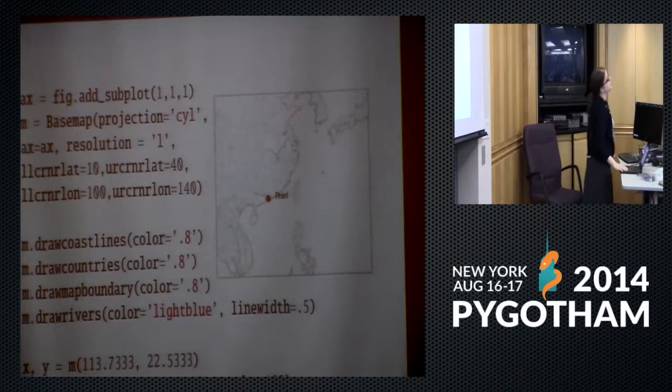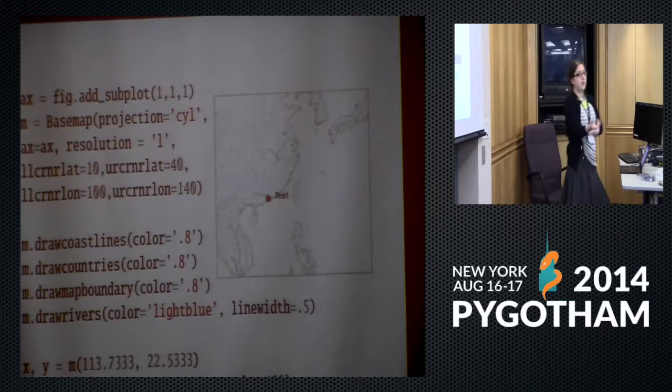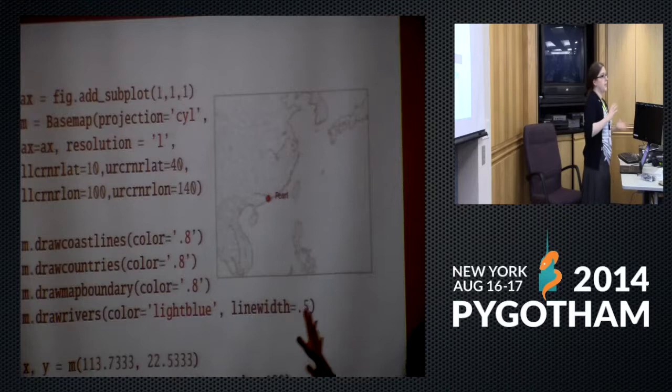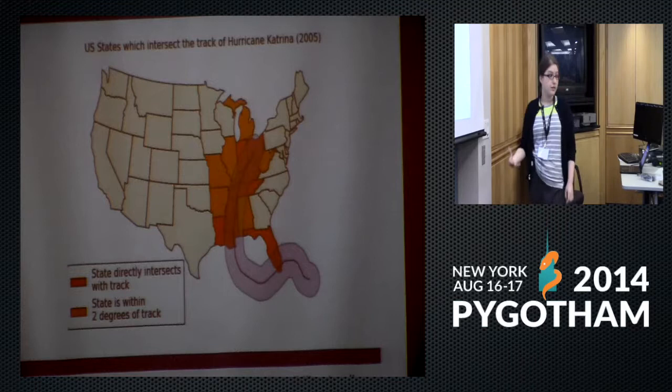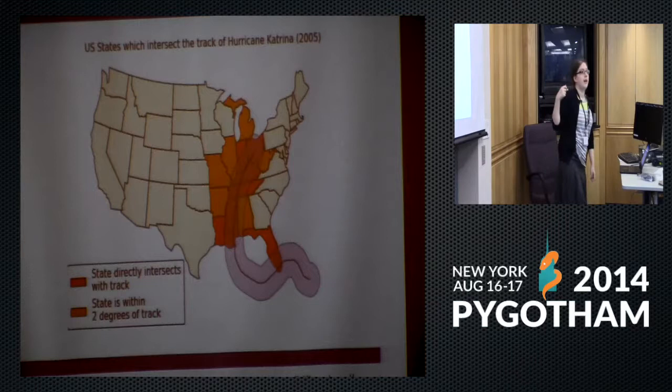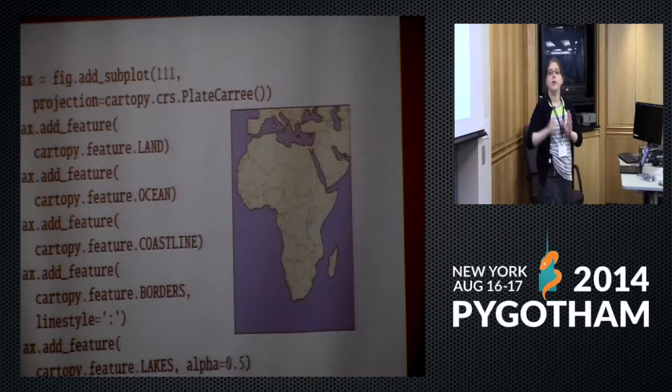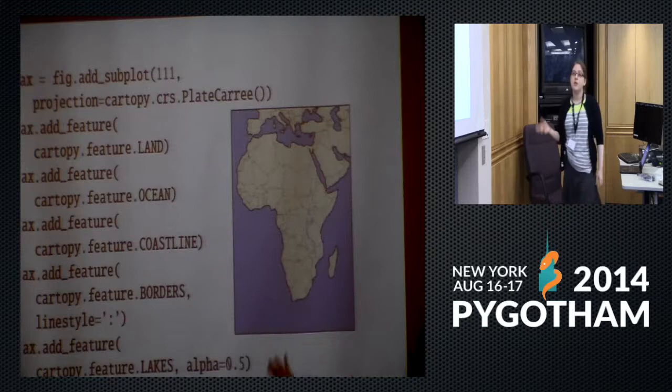CartoPy was developed by meteorologists at the UK Met Office. Their whole philosophy was that this kind of separate object stuff is painful, so let's not do it. Instead, we're going to use a regular axis, and we're going to basically subclass the matplotlib axis object and just add the pieces we need to it. So instead of trying to keep track of whether I added stuff on my map object or on my matplotlib object or on my regular axis, I can just work directly on the axis. And because this is the UK Met Office, it's pretty well developed and robust.